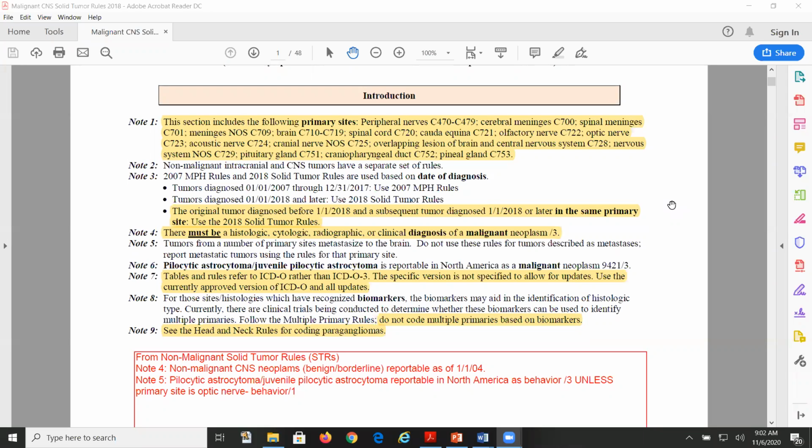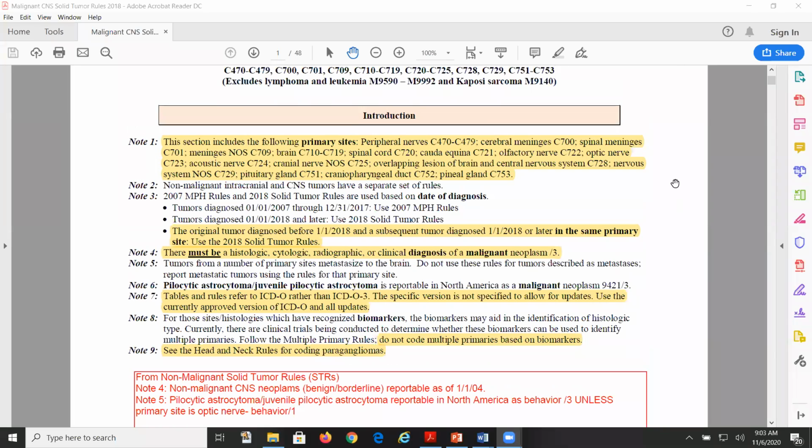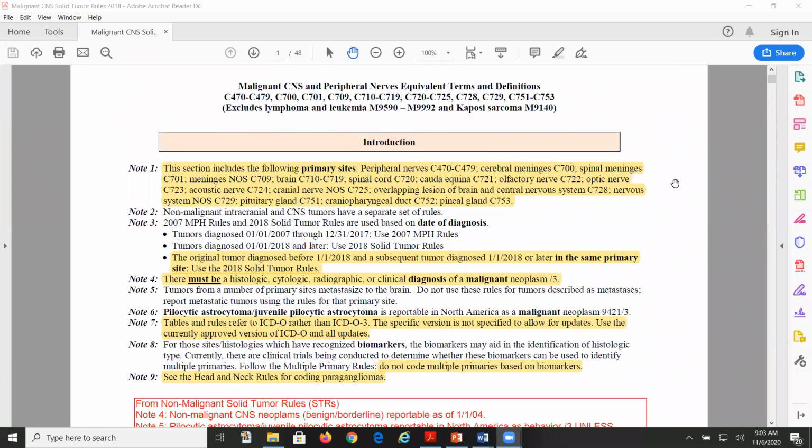rules. I kind of had it in my mind that maybe we could combine both of those sets of rules together in one presentation, as long as you remain aware that they are two separate sets of rules. So if you have a malignant tumor, be sure to use the malignant CNS solid tumor rules, and non-malignant, use the non-malignant set of solid tumor rules.